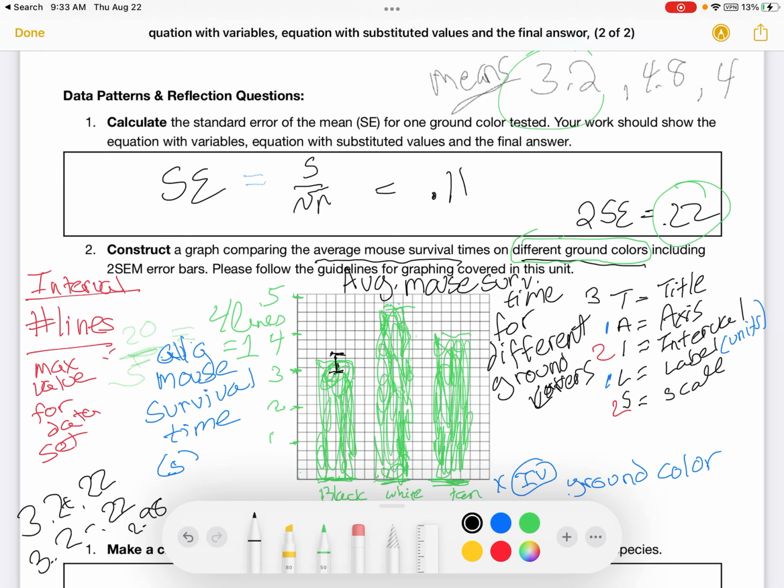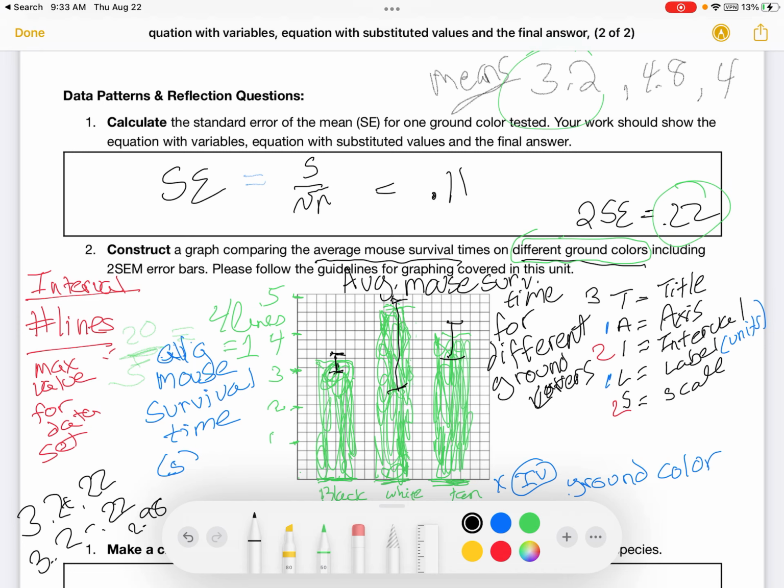And then I go through and I do the same for the other ones. I'm just gonna draw some in, just to make it different. And then I'm done with the graph. I can tell if we can use this data or not to support whether or not mice have different survival times on different ground colors.